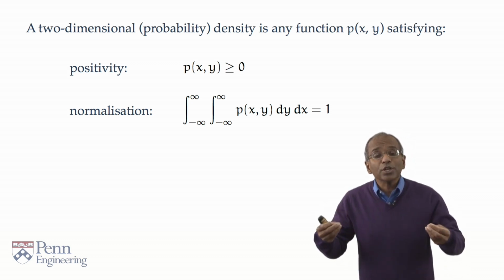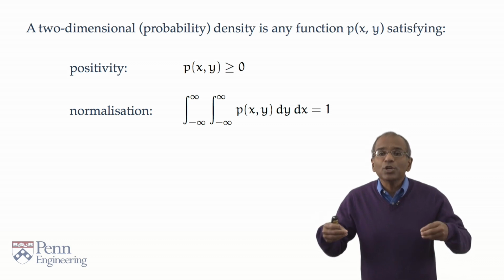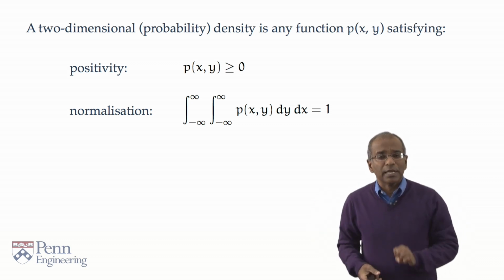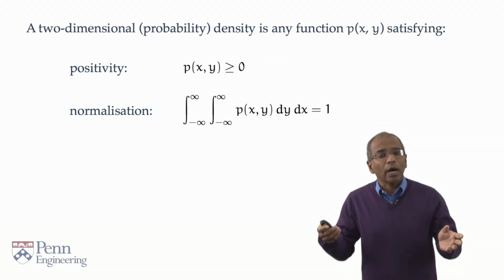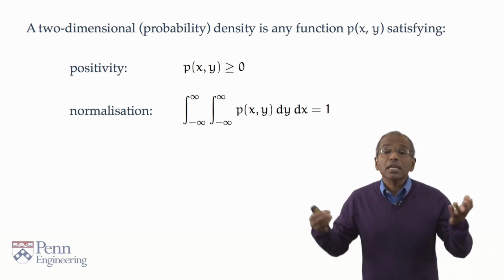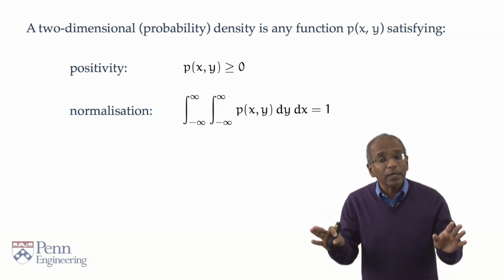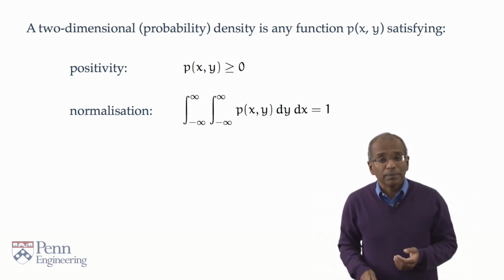We'll reuse notation p for now for a 2-dimensional density function, and therefore a 2-dimensional density function, p of xy, satisfies 2 properties. It has to be non-negative everywhere, and the integral over the plane of this function should be unit.